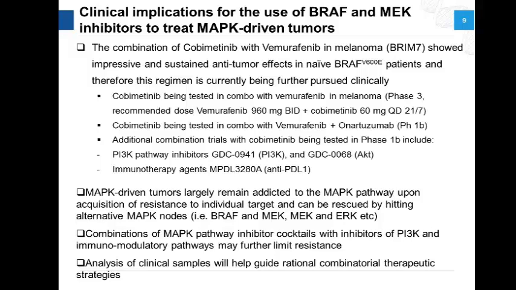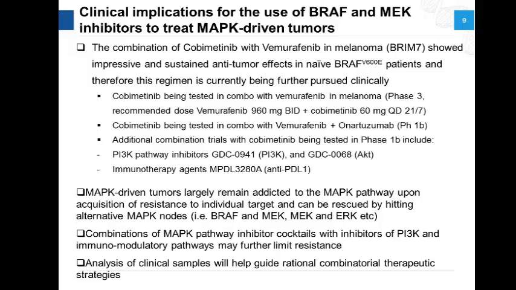And additional combination trials with cobimetinib are being tested in phase 1b, which include combinations with other pathway inhibitors such as the PI3K pathway, as well as immunotherapy agents such as anti-PD-L1. And these latter combinations can also be pursued in KRAS mutant tumors, since cobimetinib efficacy is not limited to BRAF V600E tumors.